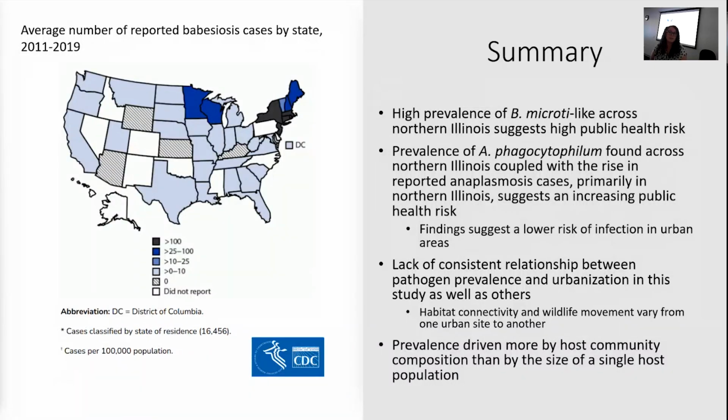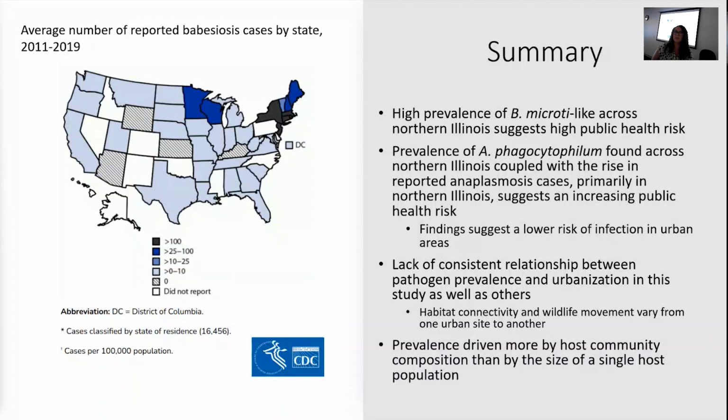So the high prevalence of Babesia microti-like across northern Illinois suggests a high level of illness. This high prevalence that I observed in my raccoons could be explained by a southward shift in infected raccoons from Wisconsin. As you can see in this map, it's actually considered endemic in Wisconsin.